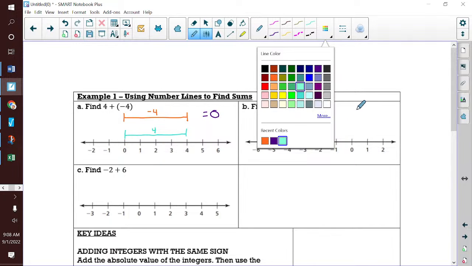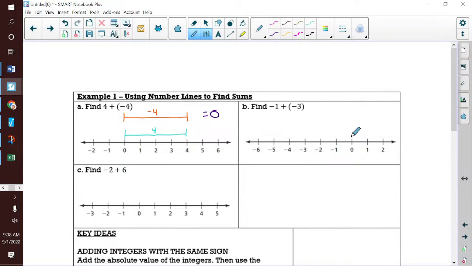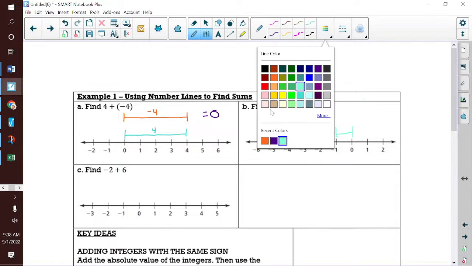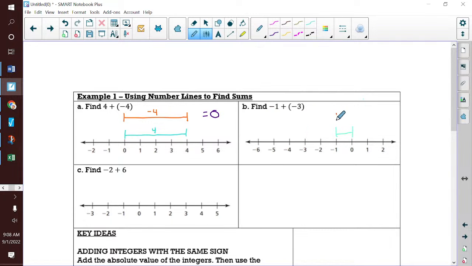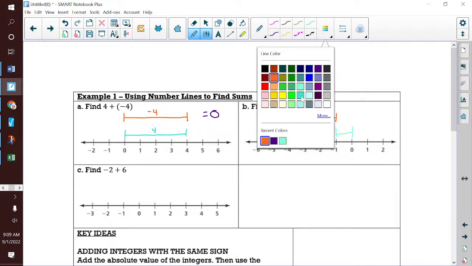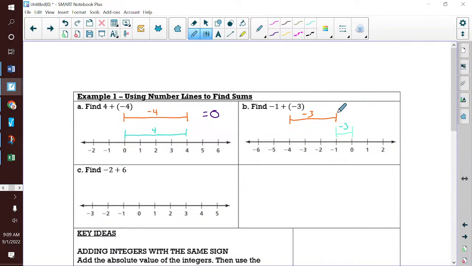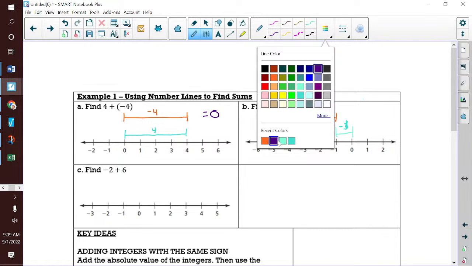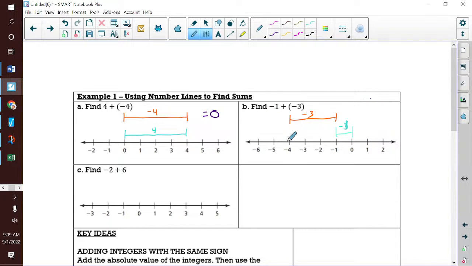Let's do it again. We start off at 0. We go -1. Then, continuing onward, from -1, we go back 3 units, 1, 2, 3. And so, oops, that should be a -1. And so if we see here then, our answer is we end up at -4. So -1 plus -3 is -4.